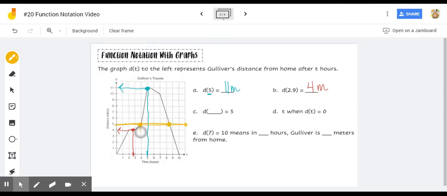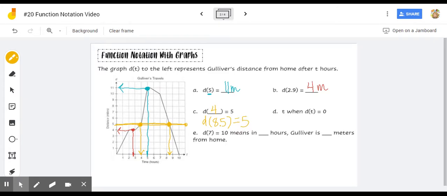So as we come down, we're going to figure out how much time that occurs at. So d of 4 would represent an output of 5. And we also have a second one, which lands right in between 8 and 9. So we're safe to say that d of 8.5 can also give us an output of 5 as well.